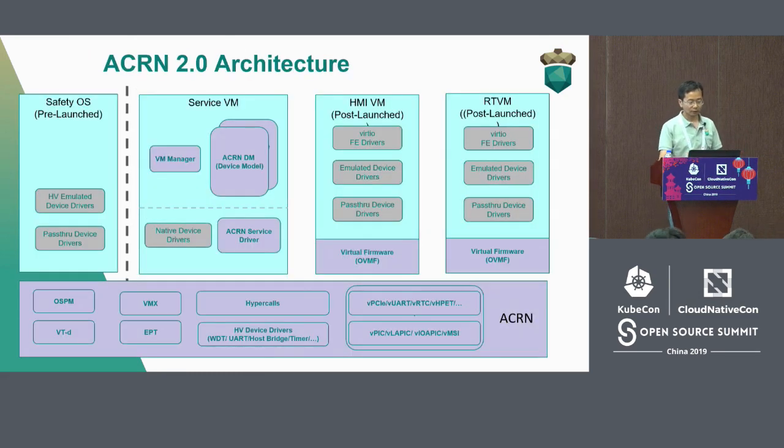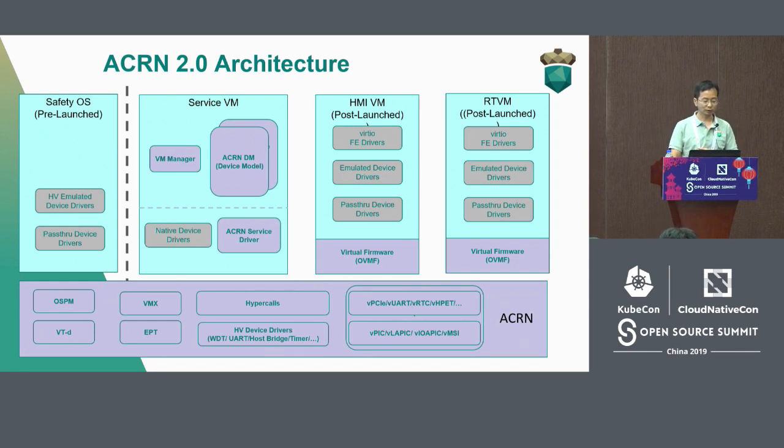And then the HMI is Windows 10. We have designed this architecture. On the left, it's a safety OS, which is pre-launched. It is called the pre-launched safety OS, and on the right, there is a post-launched VM. The service VM in the middle starts before that, and on the right, it means it starts after. The post-launched VM is started by the service VM through the ACRN device model. So this is the basic concept.